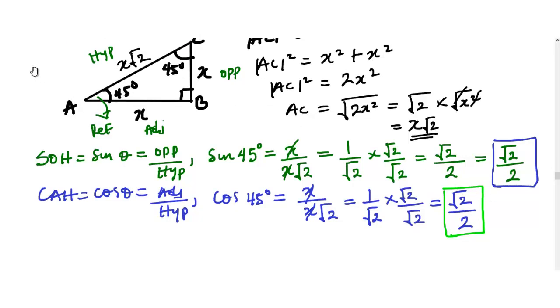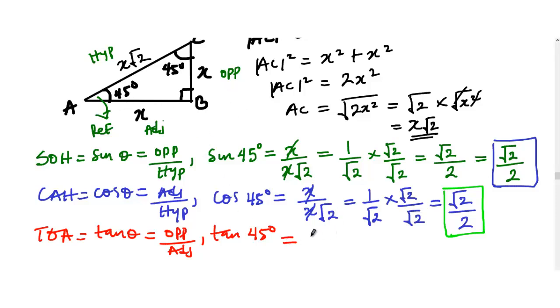Then let's move on to the last one, that is tan 45. For tan 45, that is TOA. TOA is tan theta, which is opposite over adjacent. So we can say that tan 45 degree will now be equal to, what is our opposite? That is x, over our adjacent, that is x. So x divided by x is equal to 1. So this implies that tan 45 degree is equal to 1.